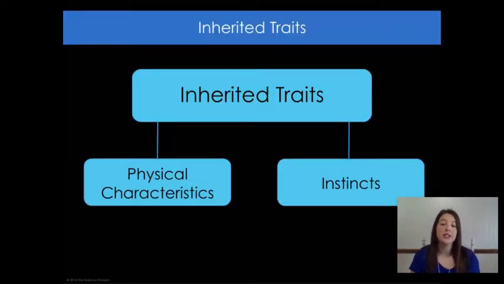So, inherited traits can be separated into two different categories. We have physical characteristics, which is how something looks. Then we have instincts, which is something that it does.